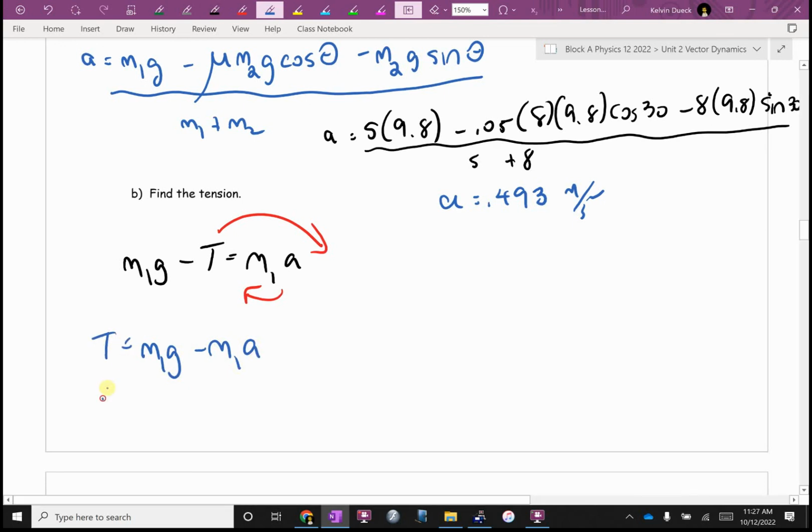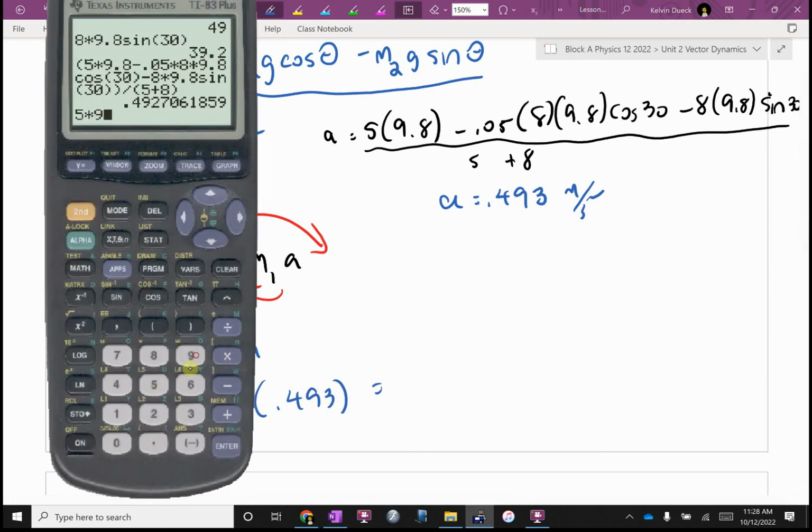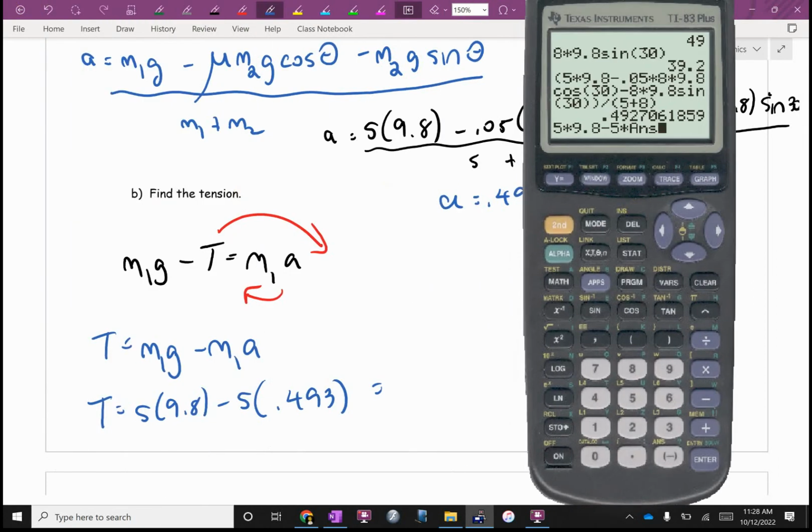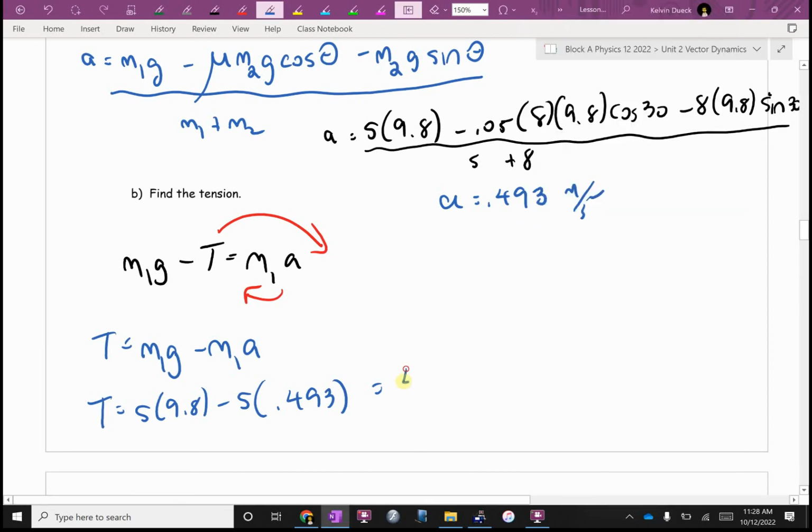And so it's going to be M1, 5, G, 9.8 minus 5. I'm going to write 0.493, but you know I'm using my answer button. Make sure I did that right. That looks good. And I get 46.5 newtons.